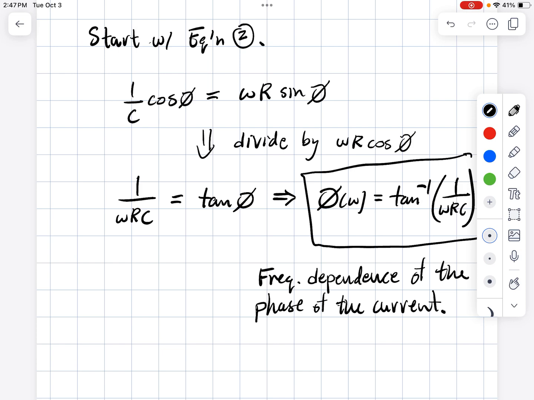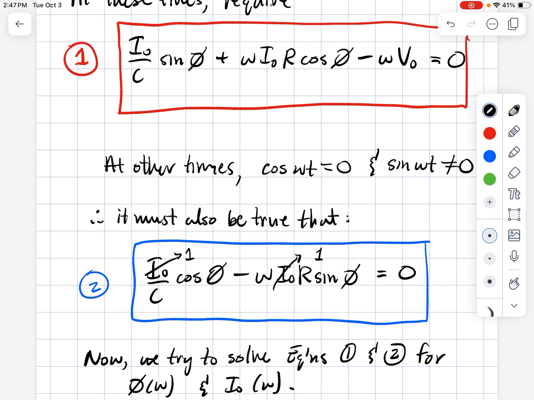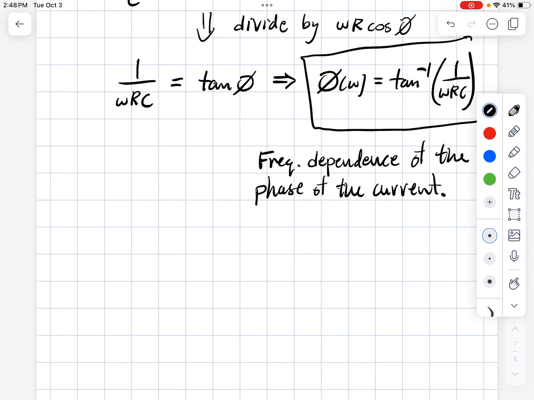Okay, if we look at equation 1, that is a little more difficult to work with because there are no obvious cancellations. We can't cancel the I naught factor because we don't have the I naught in the third term, minus omega V naught. We can't cancel any phase factors because we have a sine phi and a cos phi and so on. So we have to be a little bit clever here. Let's go back and return to tan phi, which we know is equal to sine of phi over cos phi.